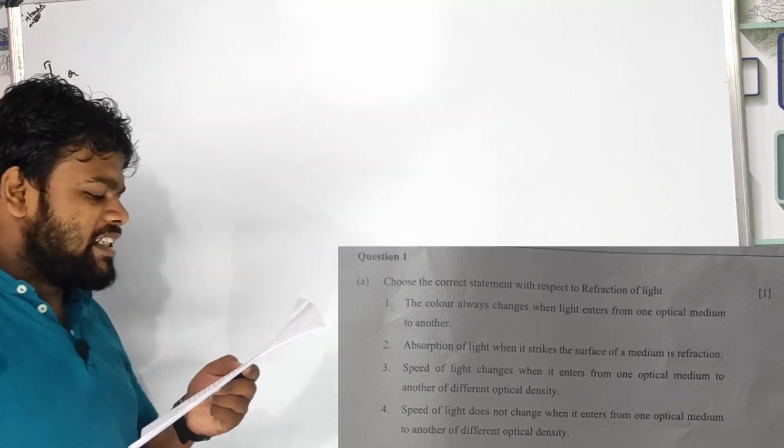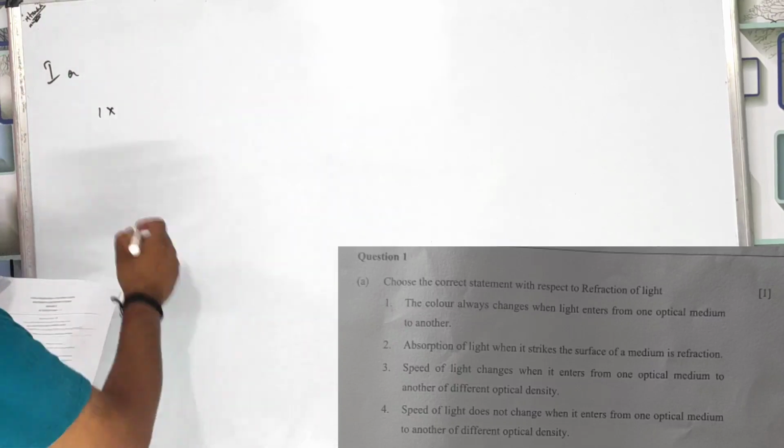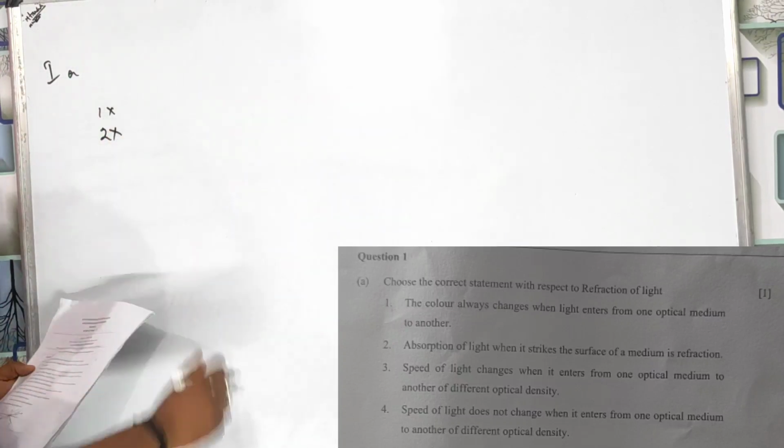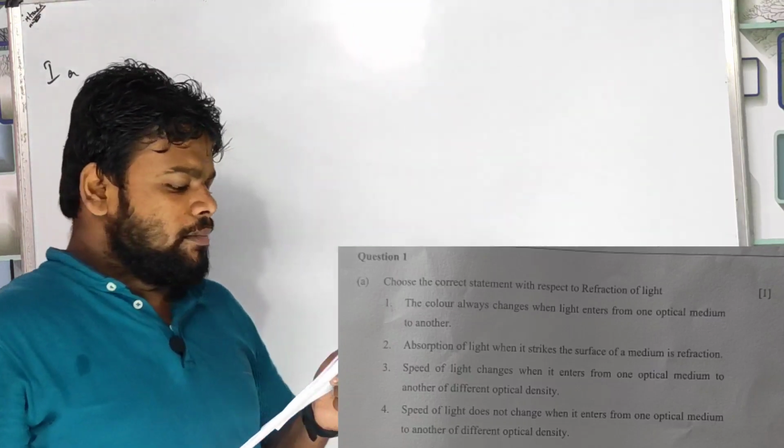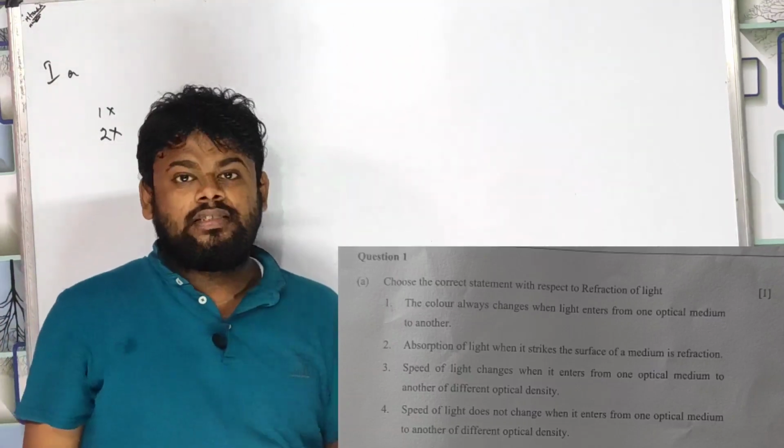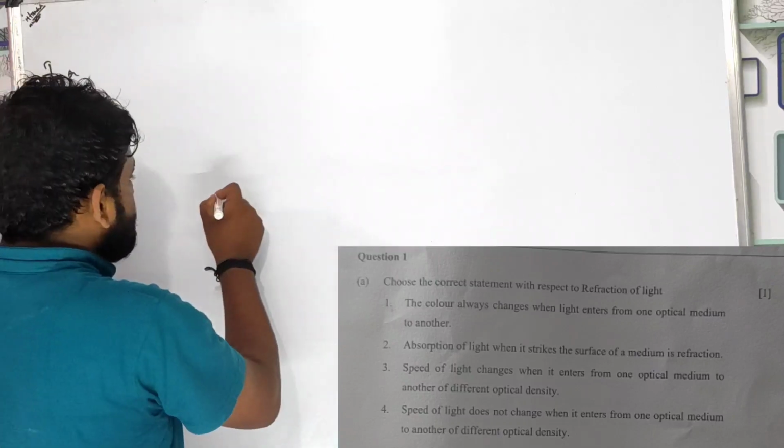Absorption of light when it strikes the surface of the medium is refraction. Number 2 option is wrong. Another one: the speed of the light changes when it enters from one optical medium to another optical medium. Yes, speed of the light changes.